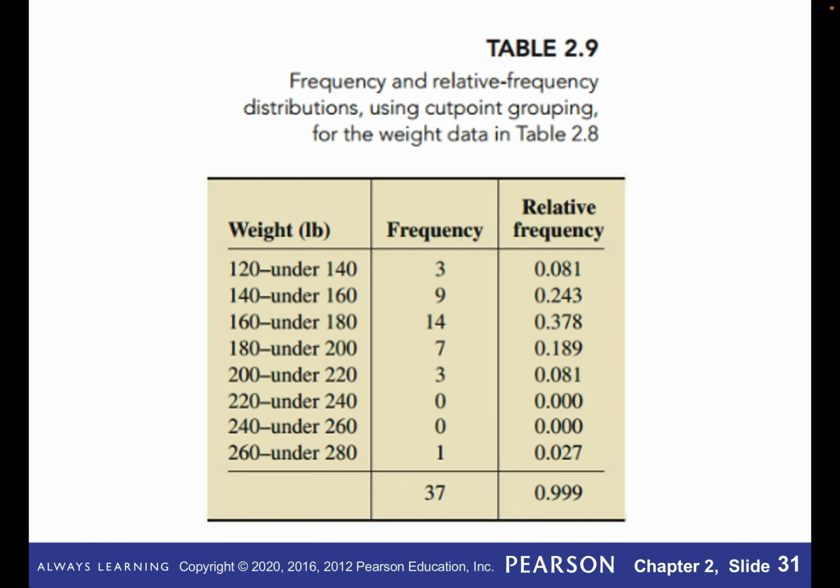So here is in table 2.9, here is one way to divide up the classes. And so notice that in the first class, the lower cut point is 120, and the upper cut point is 140, but the number 140 cannot go into the first class, that has to go into the second class. And so that's the distinction between the limit grouping and cut point grouping. But then once you specify what constitutes each class, then it's the same as before. You compute the frequencies and the relative frequencies.